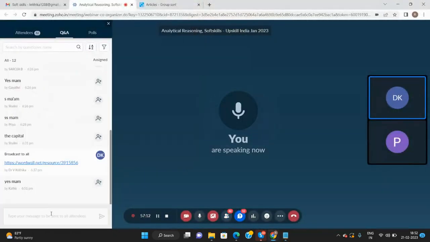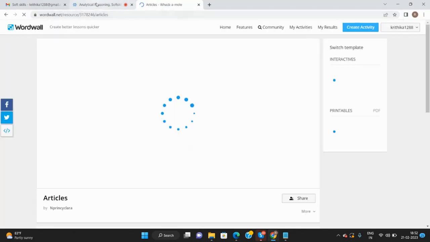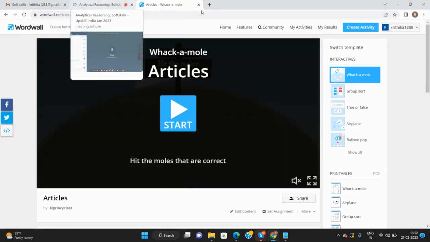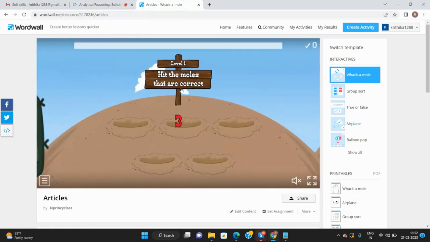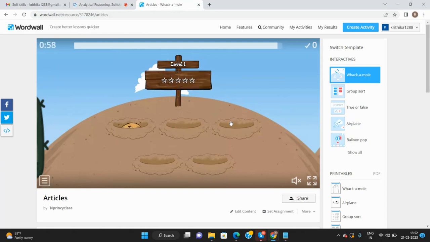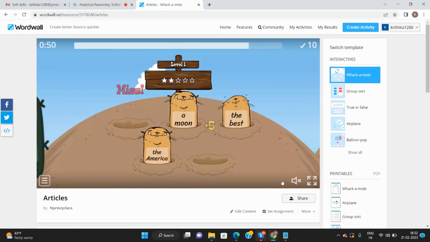Putting the link in the QA box. I'm also opening it. Last game, folks, please start. This game is a little simple. This is a simple game. Hit the moles that are correct. Click on the one where the article is correct for the word. So I want you to try.